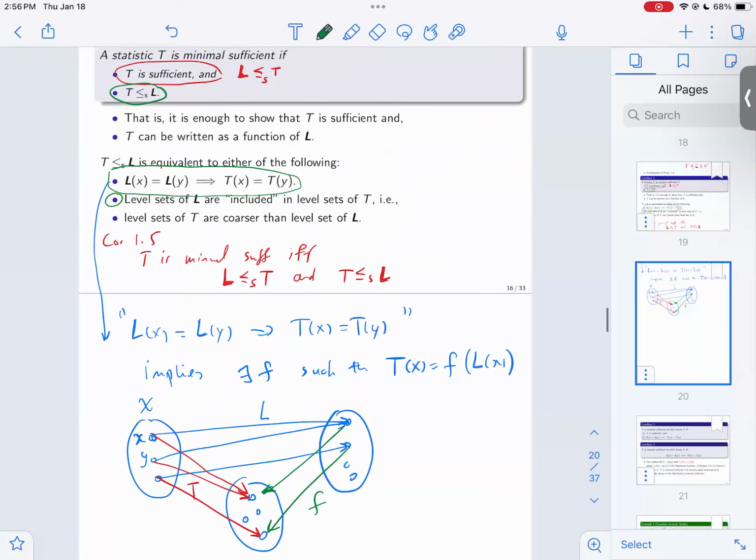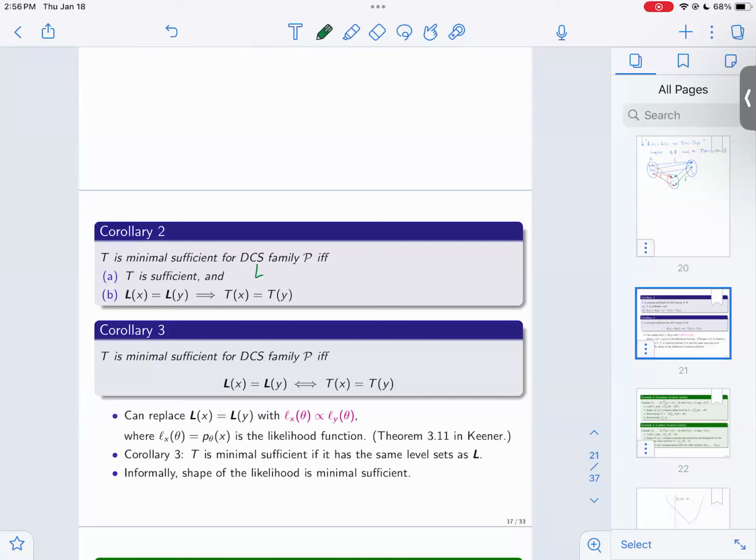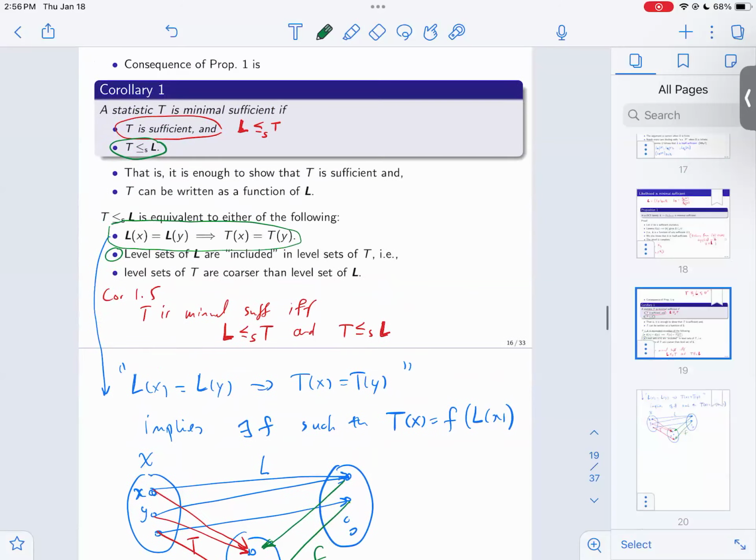And since the top one is also equivalent to this, and this is also equivalent to T of X equal T of Y implies L of X equals L of Y, because it's the other way around. So I can just combine them, saying that T is sufficient if and only if whenever L of X is equal to L of Y, T of X is equal to T of Y, and vice versa. So this is basically an if and only if, another version of this thing that we wrote here.